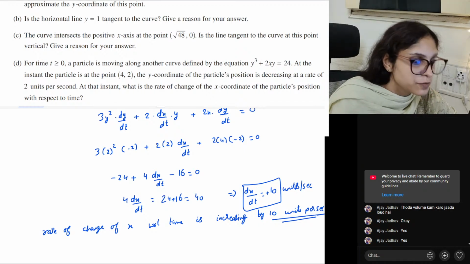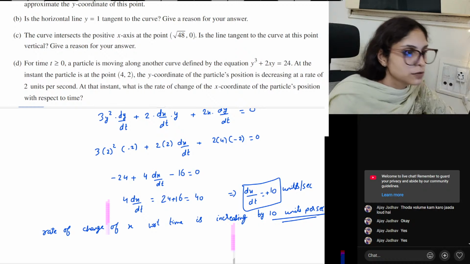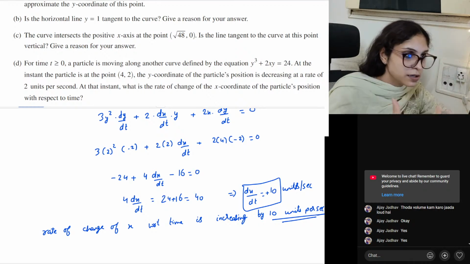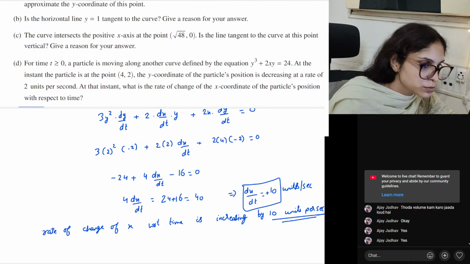Yeah, and with this, fifth question is done. Now the last question, the fourth question of part B and sixth question of the entire module is remaining. So now we'll do that.